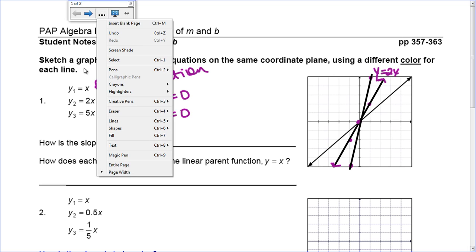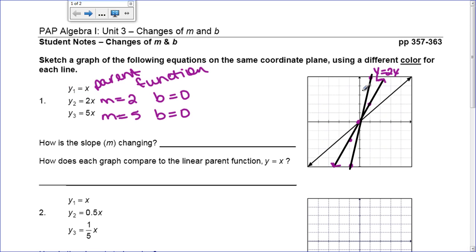Just like that. And again, because I'm using the line function on my graph and I'm not actually drawing them, I'm going to have to label it. That one's 5x. So I've got 5x, 2x, and this one right here is y equals x.